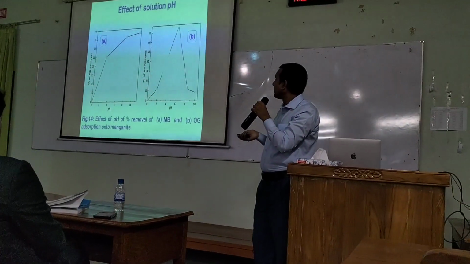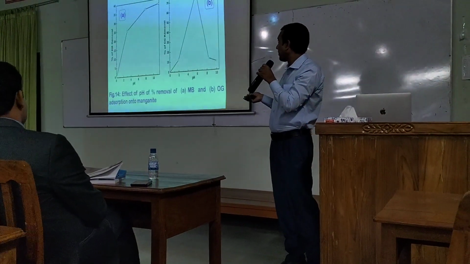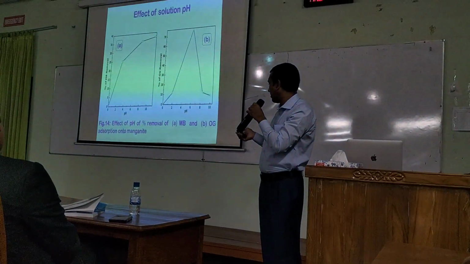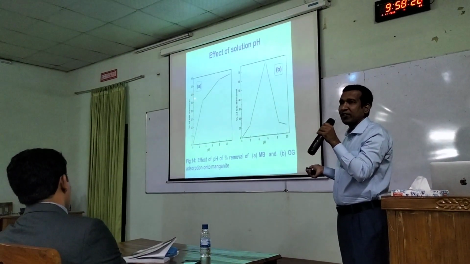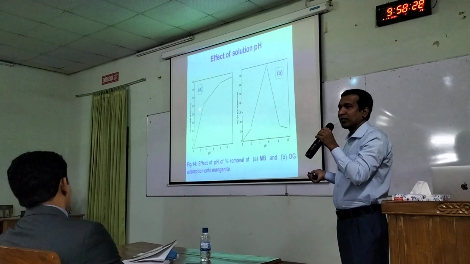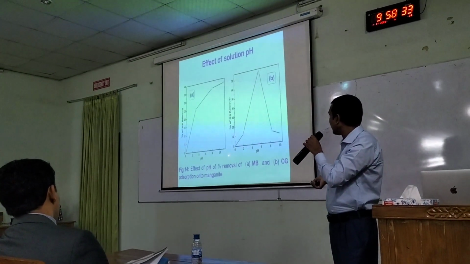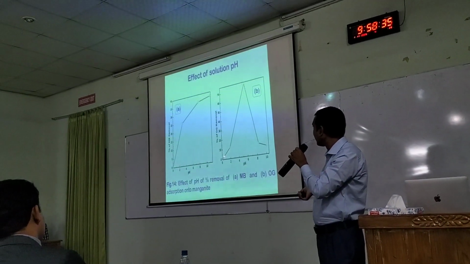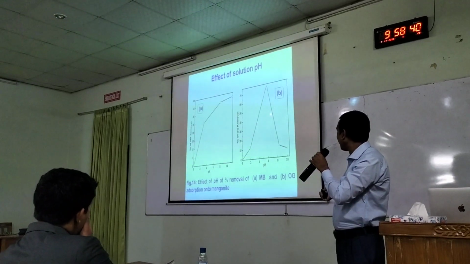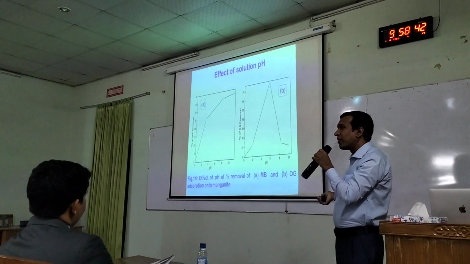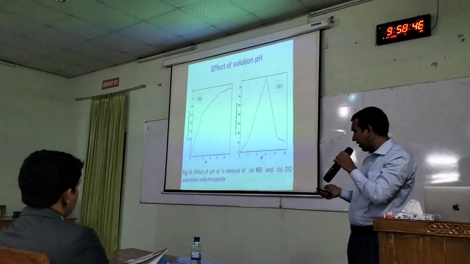Then we also studied the effect of pH. It is interesting to see that the percent removal of methylene blue increased with increasing pH. This is primarily due to the surface property of manganite. And interestingly, the percent removal for orange green initially increased to a maximum, then decreased again. However, it is also due to the surface property of manganite.